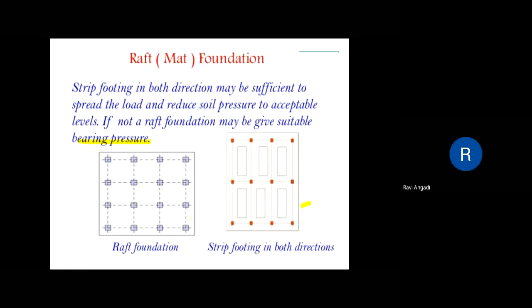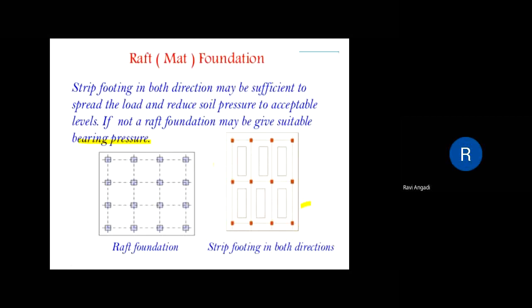When the footings are coming very close to each other, or the soil below is having very low bearing capacity, all the columns are placed over one single slab. That is called a raft or mat foundation. Or you may use strip footings in both directions like this, and for all these strip footings only one slab is placed underneath. So this is called the raft or mat foundation.